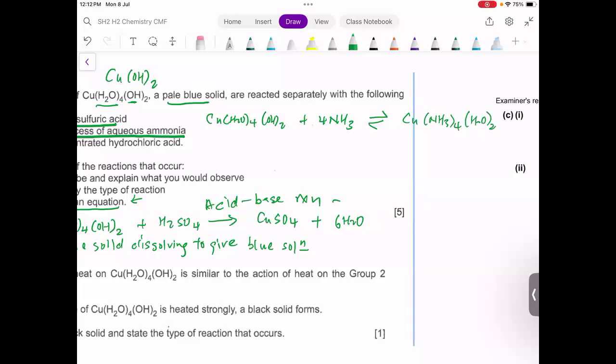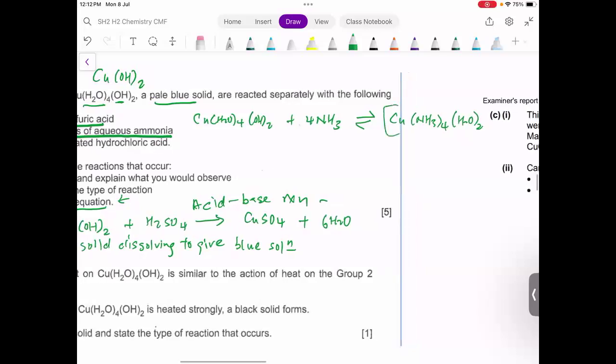It depends on how you want to do it. This one will be a 2 plus followed by your OH minus, with 2 water released plus 2 OH minus. Ligand exchange. So it will be a blue PPT dissolving to form a dark blue solution.